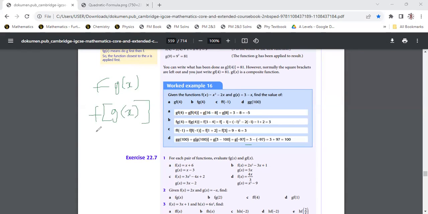We solve fg of x first and then gf of x. Wait, fg of x first. So what do we do for fg of x? We have to tackle the inner problem. So what do we do for this? Which question is this? Worked example 16. We are just practicing how to find fg of x.